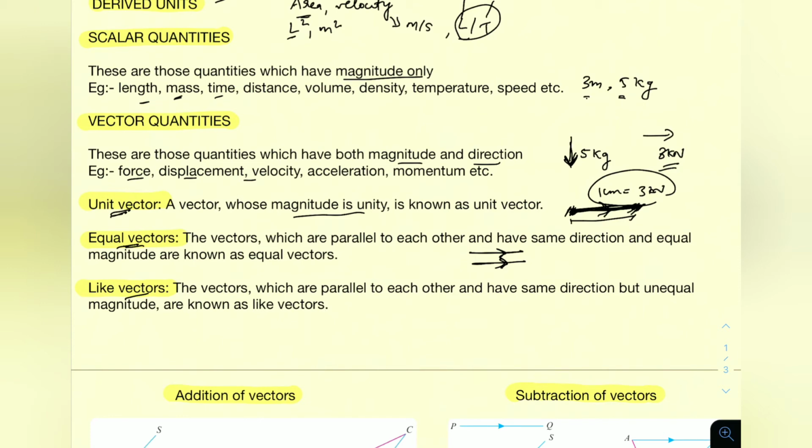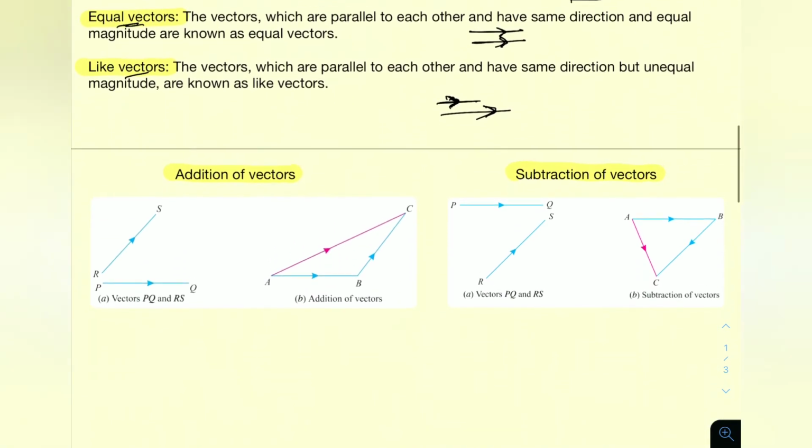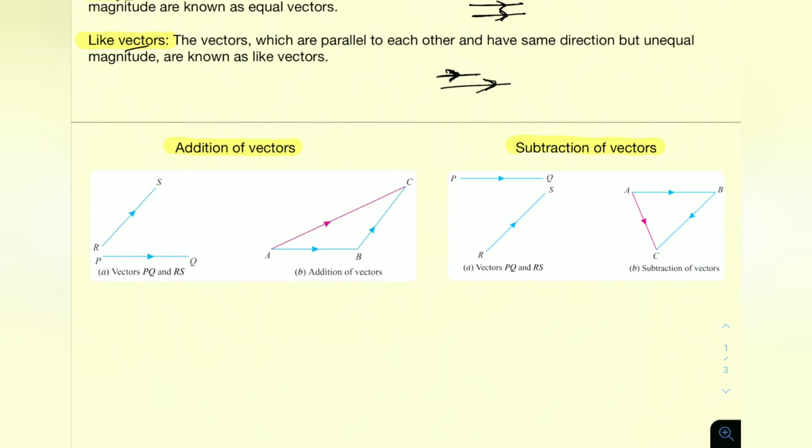Then like vectors means that they will have the same direction. These are friends. So these are like vectors. They will have the same direction, but they may be of different magnitude, like a tall boy and a small boy are friends. They have different magnitude but the same direction. They are parallel to each other. That is like vectors. So there will be addition and subtraction for these vectors.